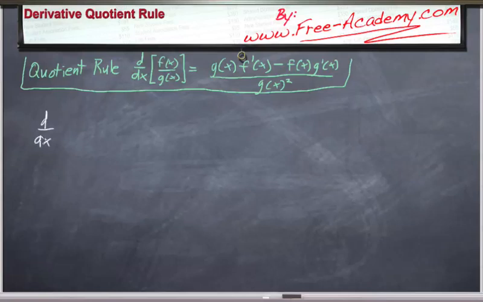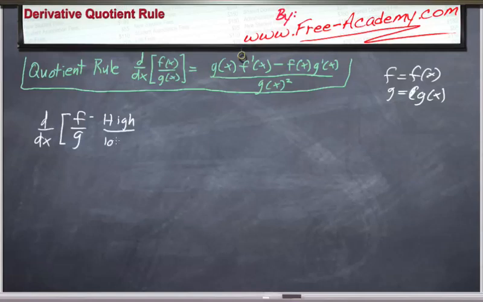The derivative with respect to x of f divided by g. Notice we use this notation a lot: f equals f of x and g equals g of x. So just be familiar with that. Call f high because it's on top, and g low because it's on the bottom. And I'm going to use d as equal to the derivative.